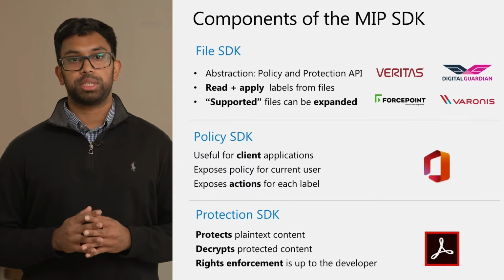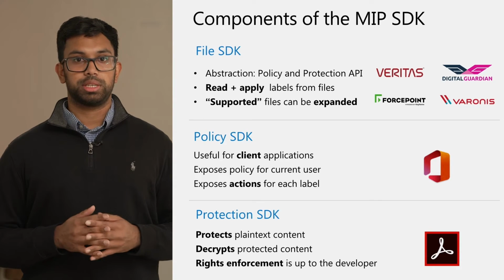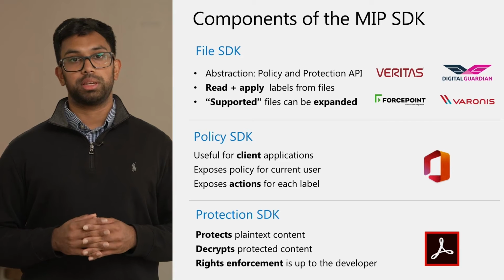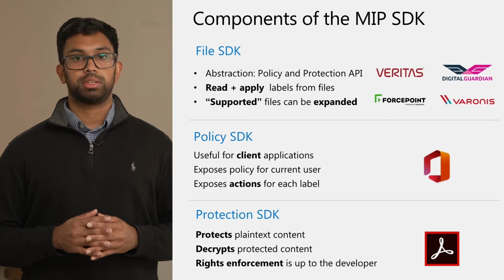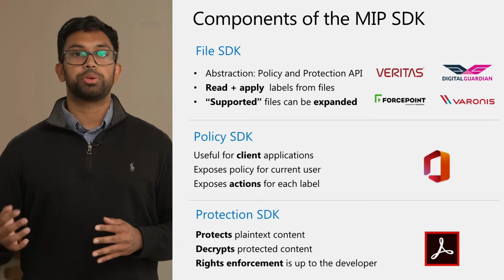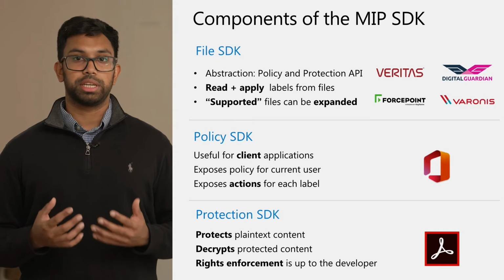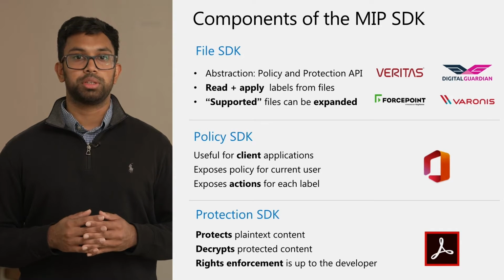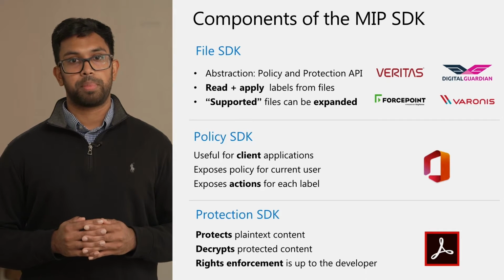The Microsoft Information Protection SDK uses 3 different SDKs: the Protection SDK, the Policy SDK, and the File SDK. The Protection SDK essentially takes in plain text and outputs ciphertext, or you can input ciphertext and receive plain text. Essentially, it gives the developer the flexibility to use rights enforcement in their applications.